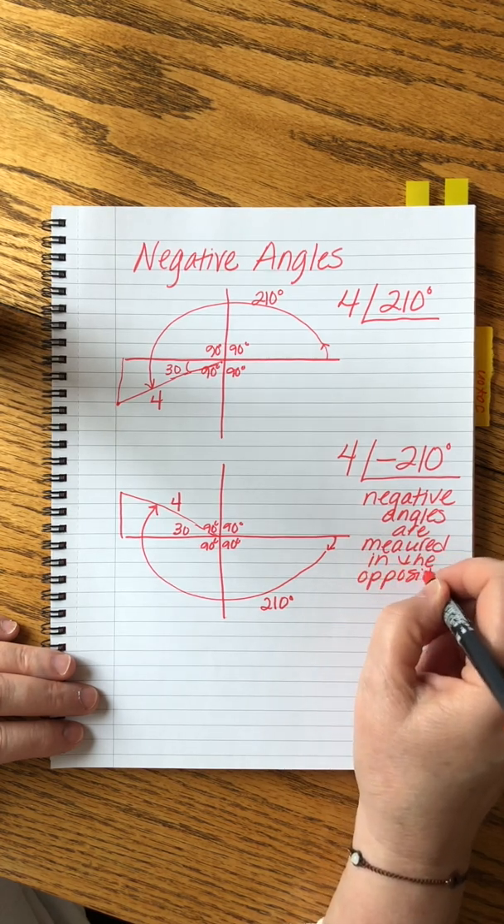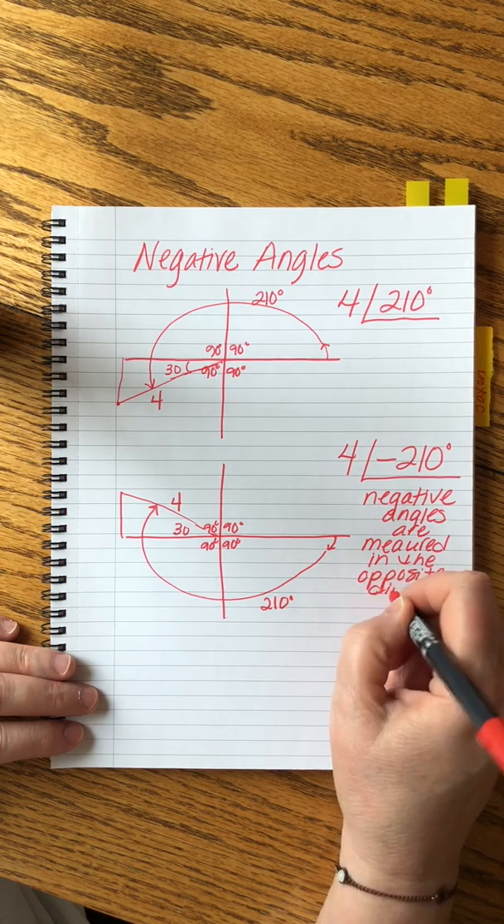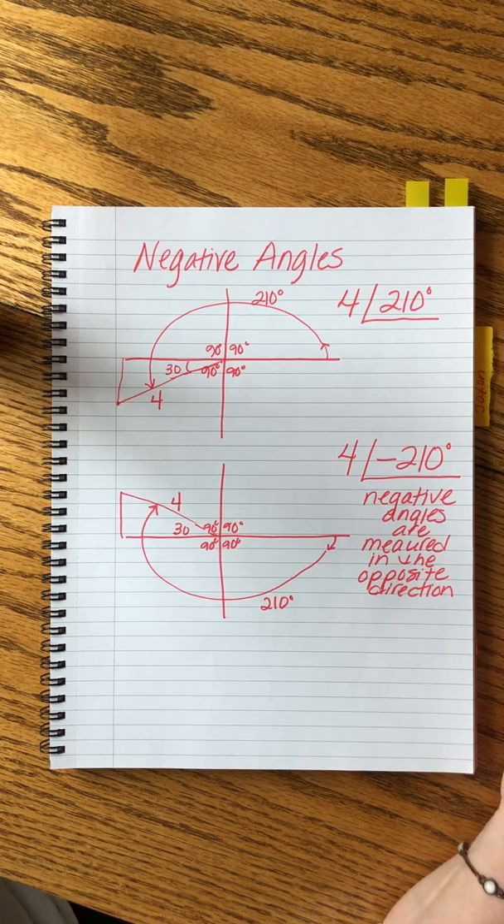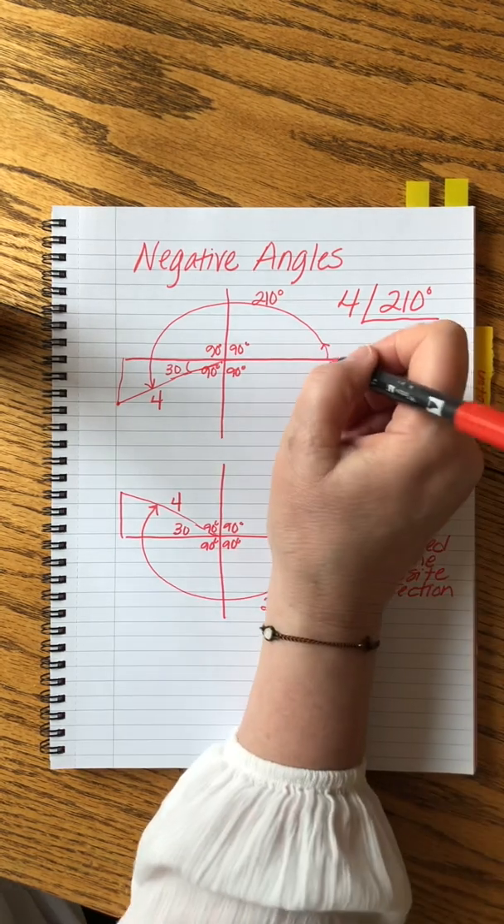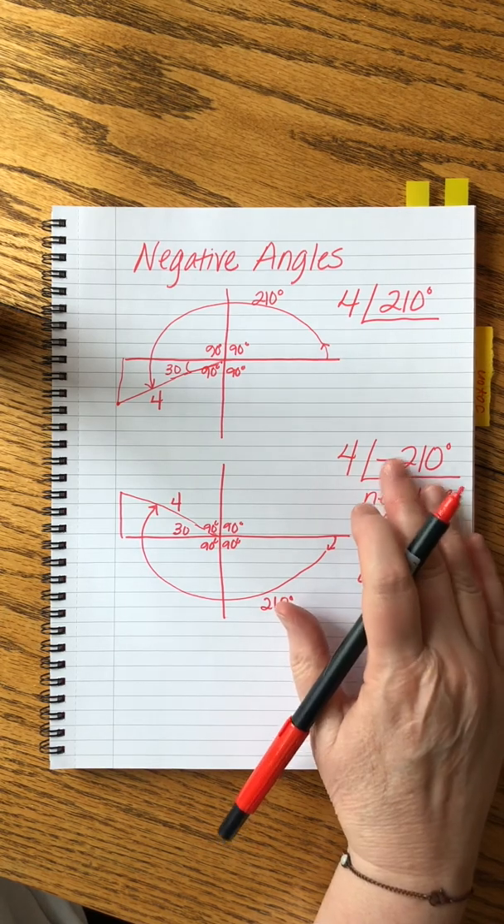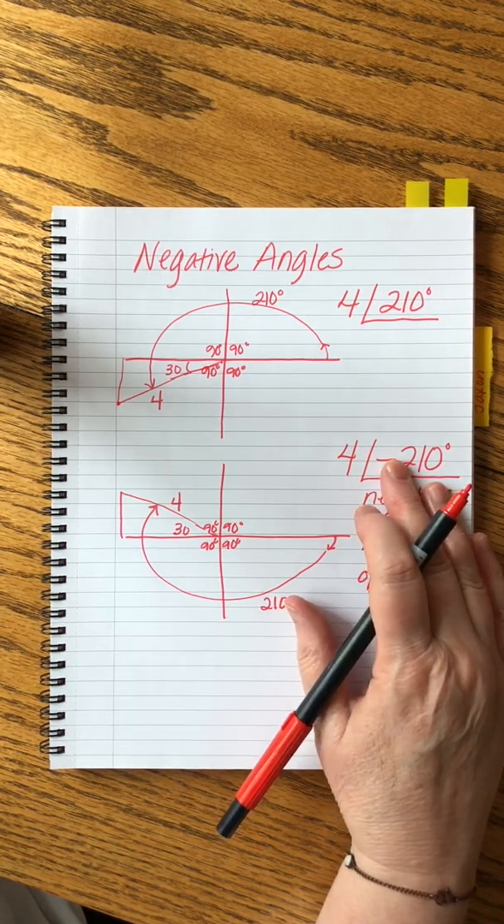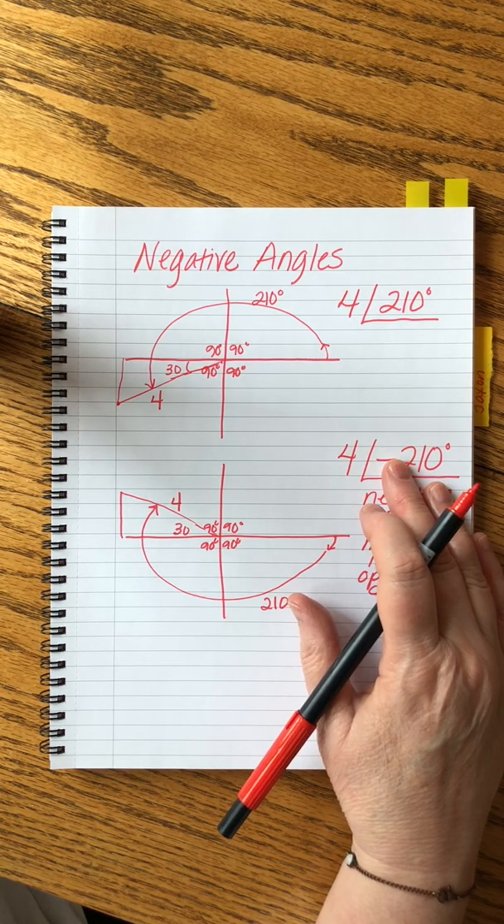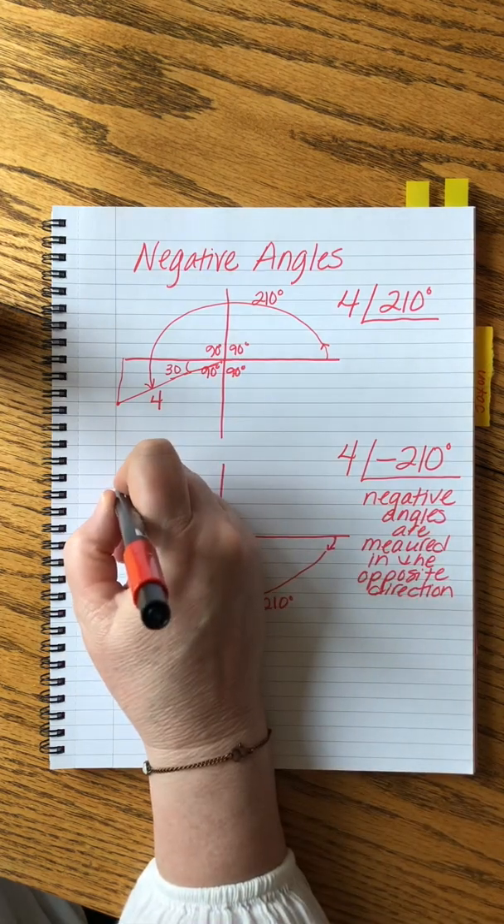I don't know if this is going to help. Negative angles are measured in the opposite direction. Those words don't help me at all. This is what helps me, is just seeing the picture. All right? So this is just another way that John can send us a treasure map, right? He's sending us a treasure map to this point.